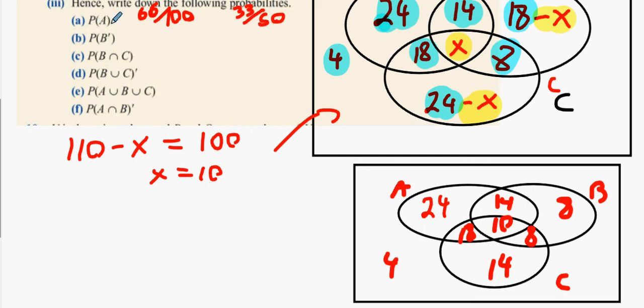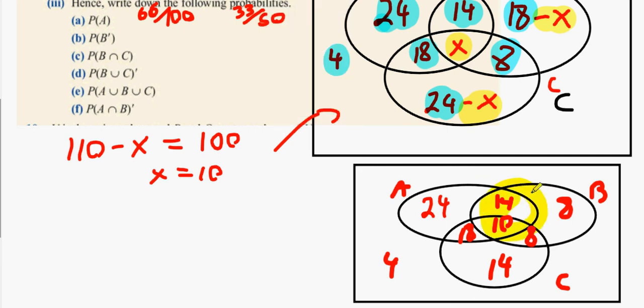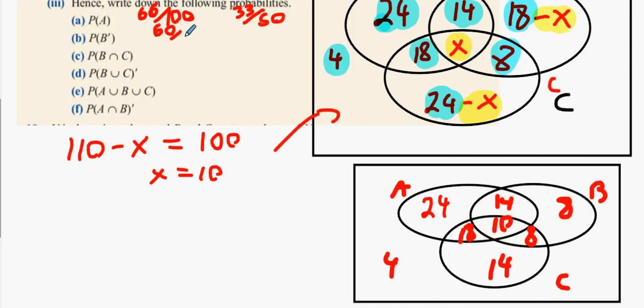Probability of B complement. What's B complement? Everything that's not inside of B. So count up everything that's outside of B. What do you get? 24 plus 18 plus 14 plus 4. What do you get? 60. 60 out of 100, which is 3 out of 5.